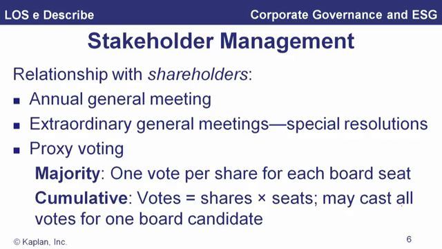So in terms of stakeholder management, let's look first at the shareholders. One of the key parts of the relationship is the annual general meeting, and there can be extraordinary general meetings too when special resolutions that require a shareholder vote come up. In terms of proxy voting, mostly the shareholders don't all show up at the annual general meeting to vote on issues, so they have proxies. And that just means you assign somebody the right to vote your shares at that meeting.